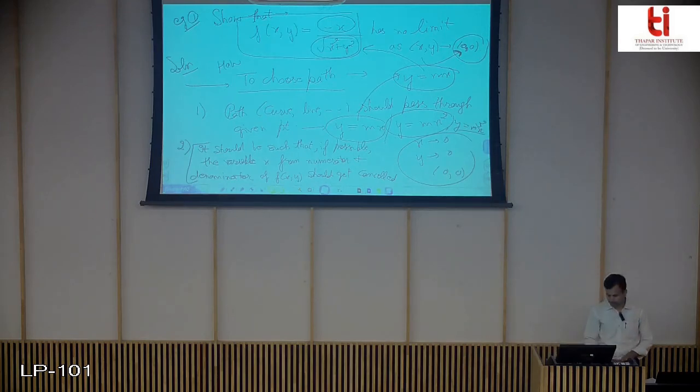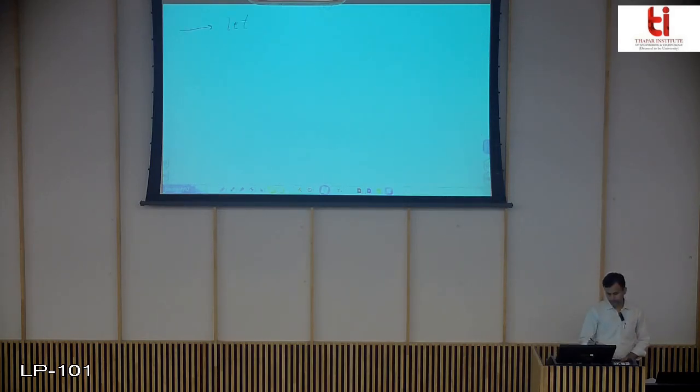So let us approach (0, 0) by the path y equals to mx, such that as x tends to 0, y tends to 0. So it clearly shows that this chosen path curve passes through 0, 0.